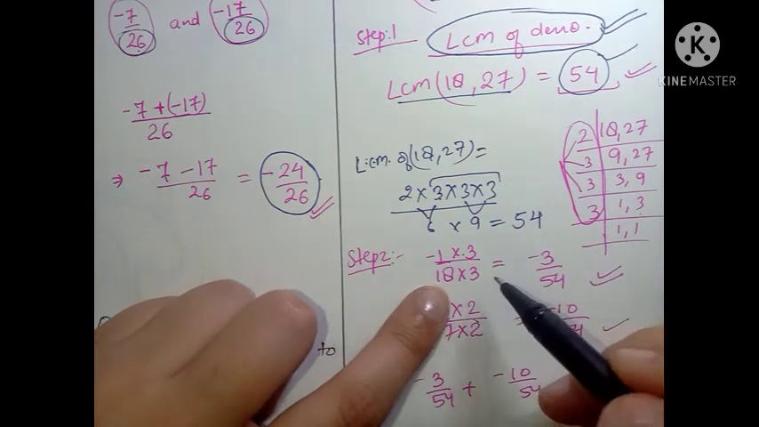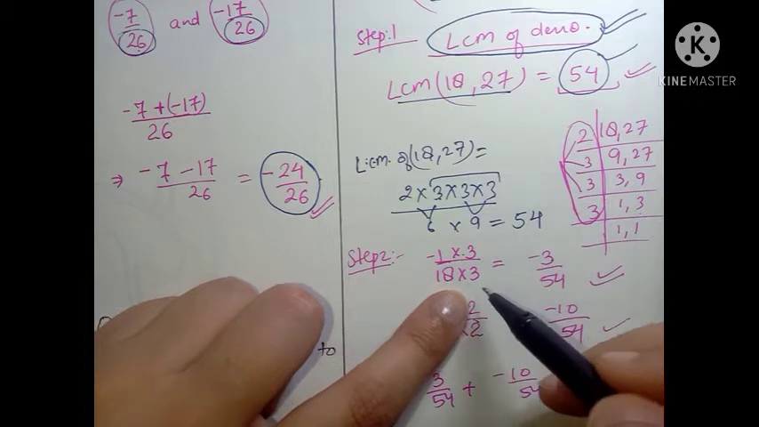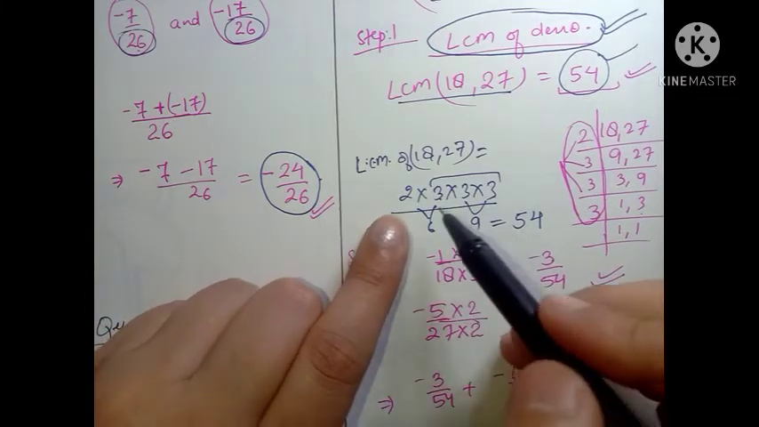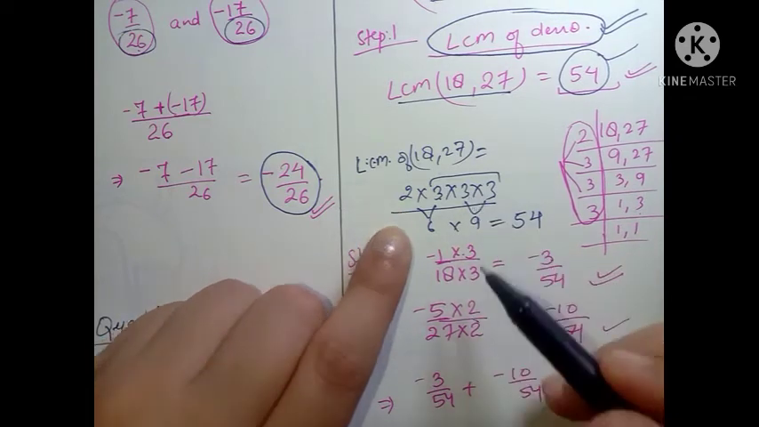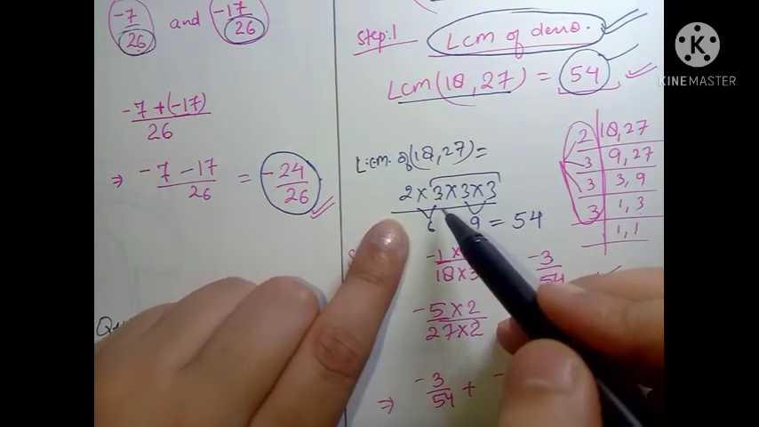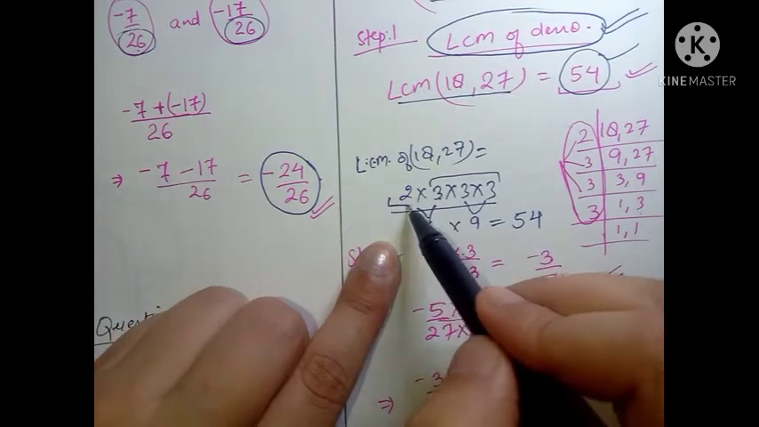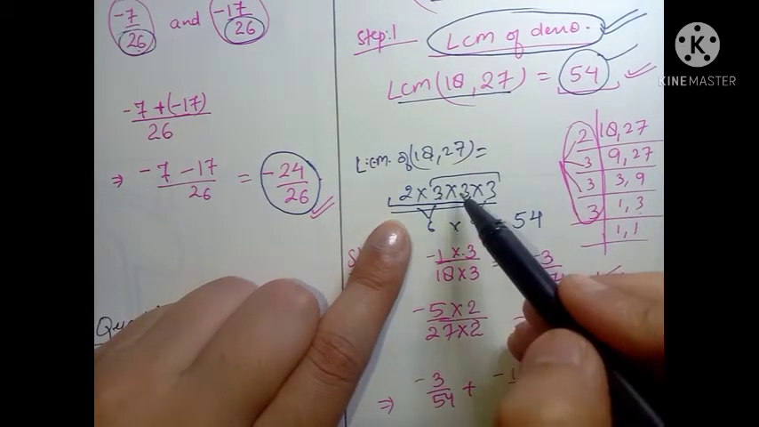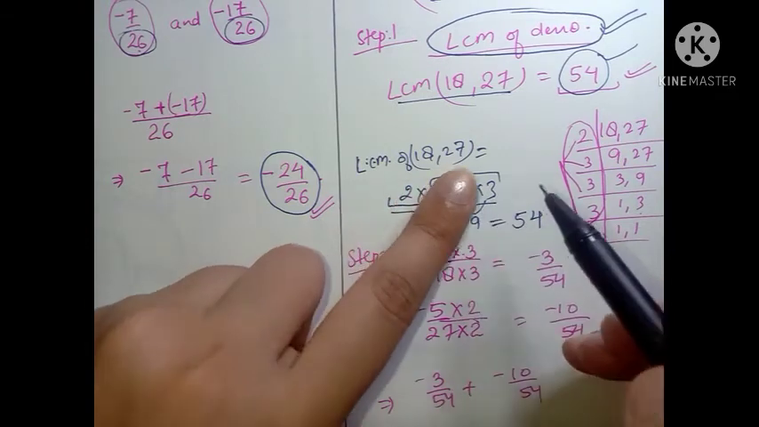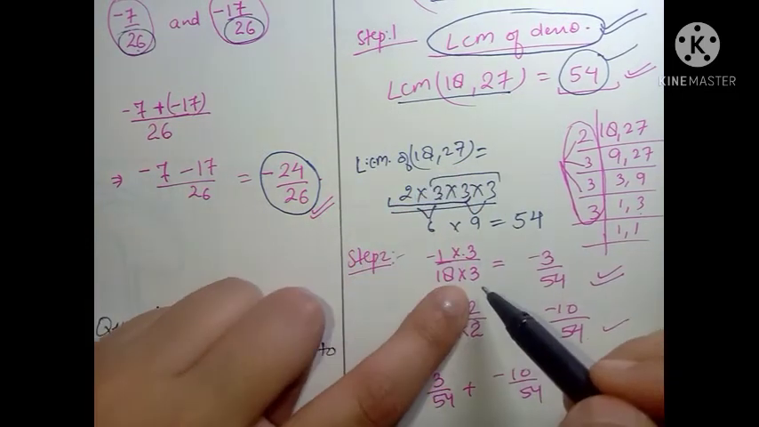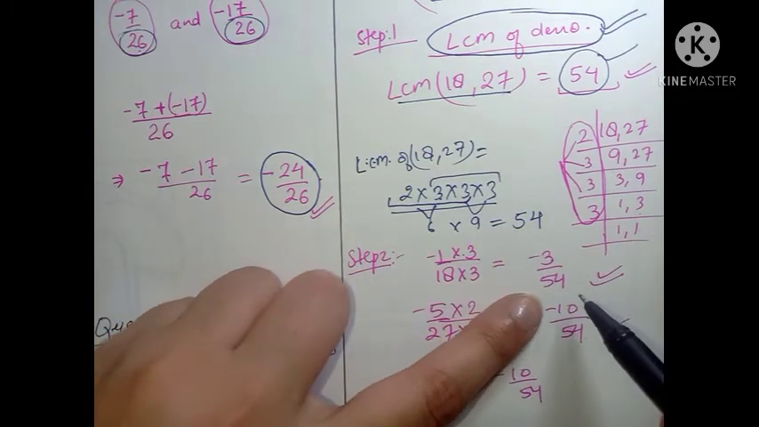Similarly, if you are not able to figure out what number should come here to make it 54, you can go back here and figure out what is giving you 18. So you know 3 2s are 6, 6 3s are 18. That is, 3 3s are 9, 2 9s are 18. What number is left? 3 is left. So you have to multiply by 3 here in order to make its denominator 54.